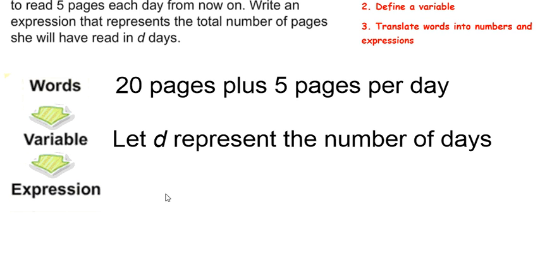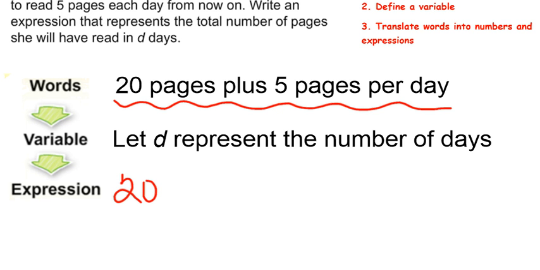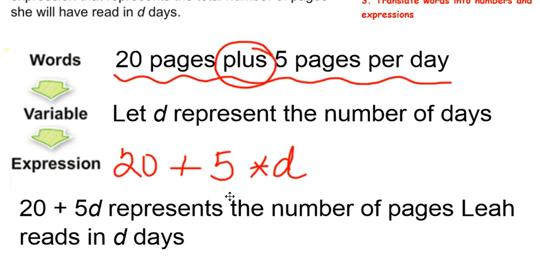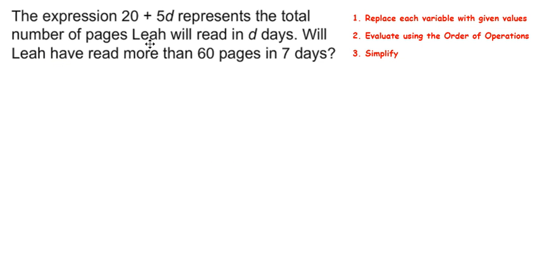It can change. So our expression has to take whatever it is in words up here and change it into numbers and expressions. So we have 20, plus means addition, and then we have 5 times the number of days. So the expression 20 plus 5D represents the total number of pages Leah will read in D days.